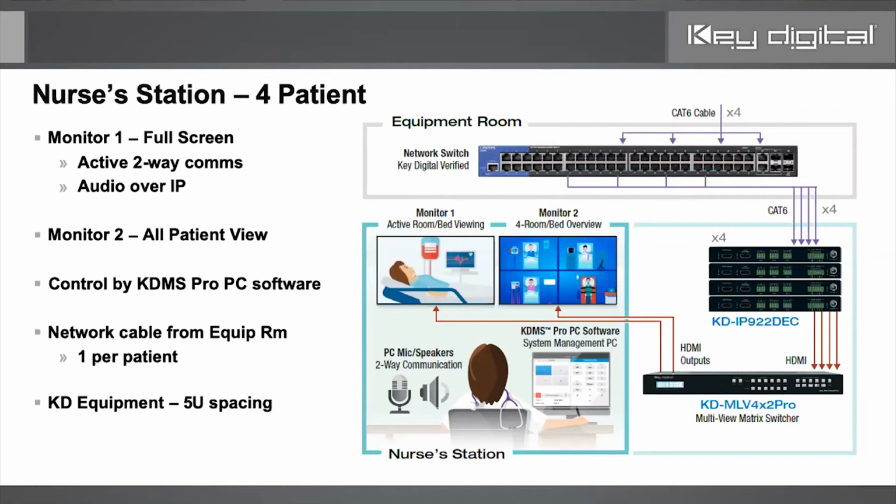Overall, our AV over IP system uses a verified network switch, as you can see on top. It's important. Jonathan will have a heart attack and then he'll wind up in the hospital, and then we have to monitor him if you don't use a verified network switch. So please make sure you use that switch from the list.